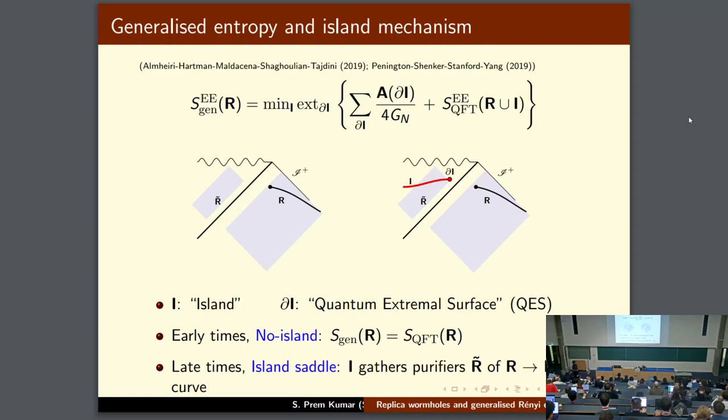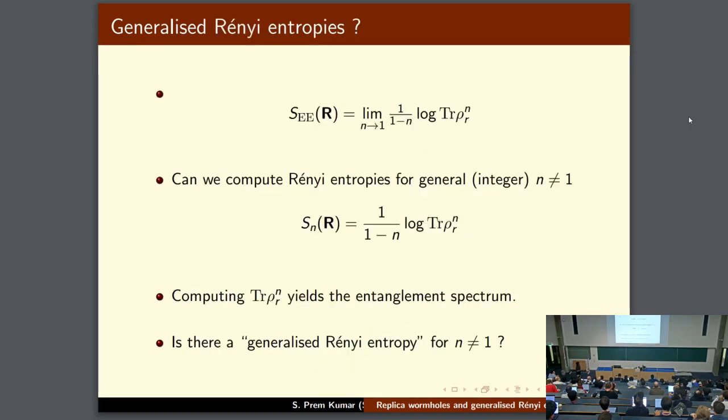So essentially the island plays the role of an accounting mechanism that ensures that the generalized entropy, or the fine-grained entropy, doesn't grow without bound. In fact, it turns around at some point. So at early times, we have a no-island saddle which dominates, and the generalized entropy is just given by the QFT entropy. At late times, an island saddle dominates, and because I gathers the purifiers of the Hawking radiation, you end up with a Page curve.